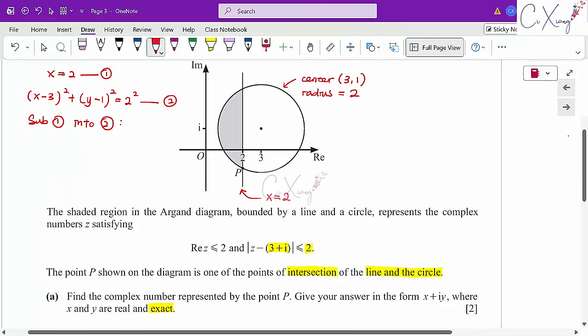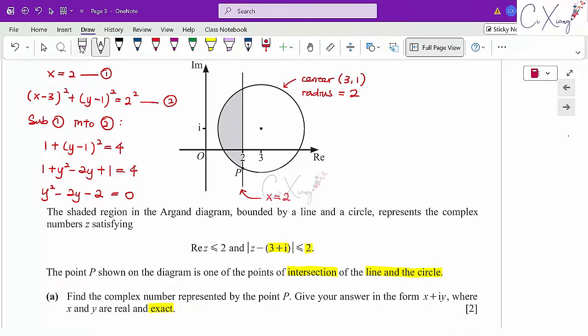Alright, so what do I get here? When substituting x equals 2 into the equation, you have (2 minus 3) squared, which is (minus 1) squared, which gives 1. Then plus (y minus 1) squared equals 4. Okay, so further expand your equation here to get the equation for the value of y. If I'm not mistaken, or I didn't make any careless mistake, this one is your equation of y.